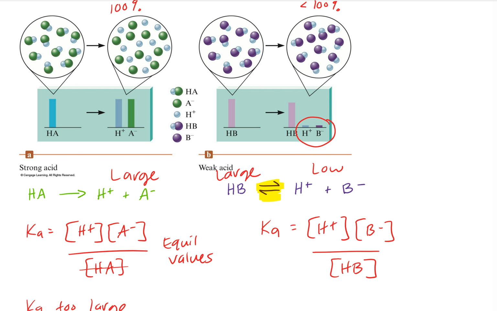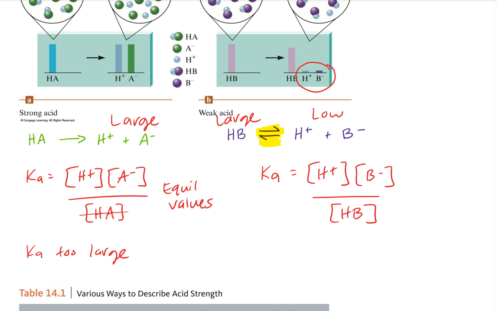So since Ka is products divided by reactants, for weak acids, their Ka values, you have a very low value in the numerator divided by a very large value in the denominator. So you're going to get very small numbers for Ka. The weaker the acid, the smaller the Ka value, because you're going to have very few products at equilibrium and much more reactants, because not a lot of the acid is dissociating and producing the ion products.